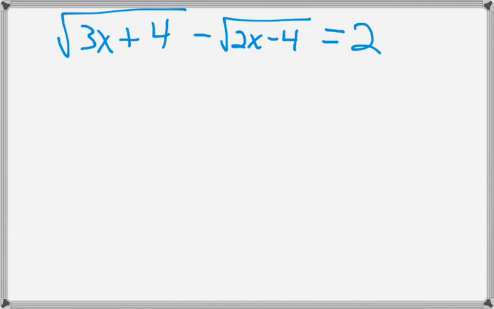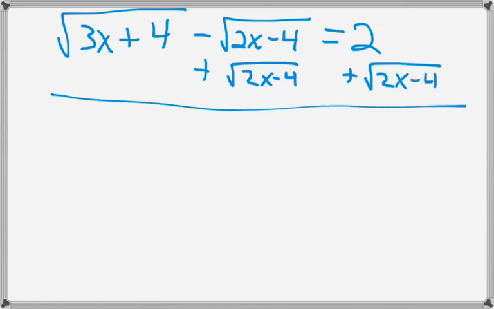So what we want to do is kind of like before, where we said the first step is get the radical by itself. Here, you want to get one of the radicals by itself. It doesn't matter which one. So for example, we could add square root of 2x minus 4 to each side, and we will be isolating the first radical then.